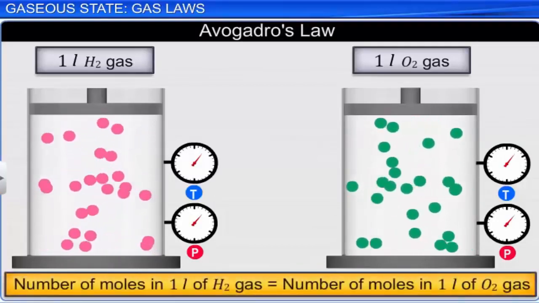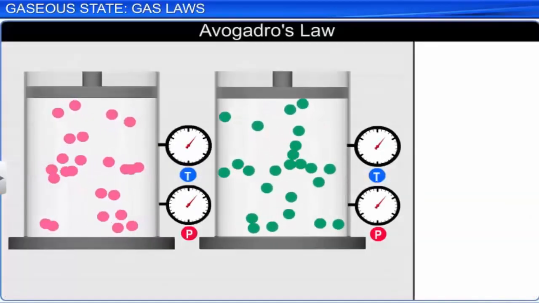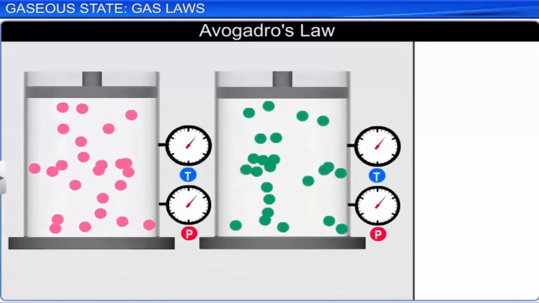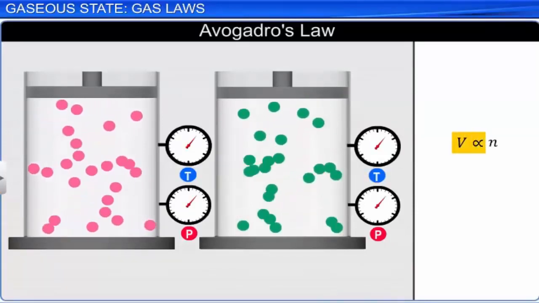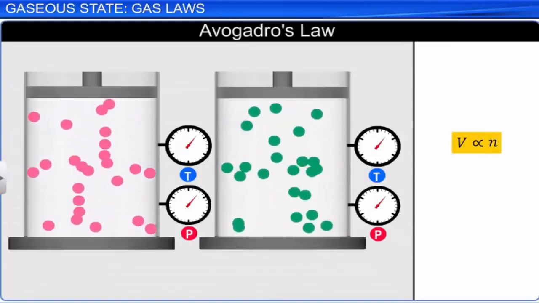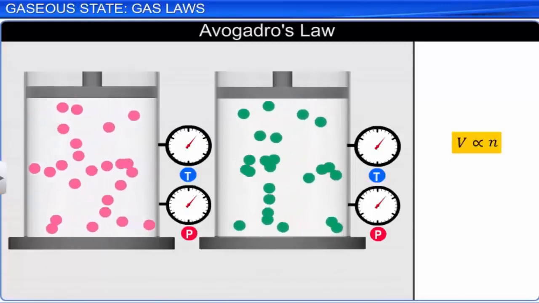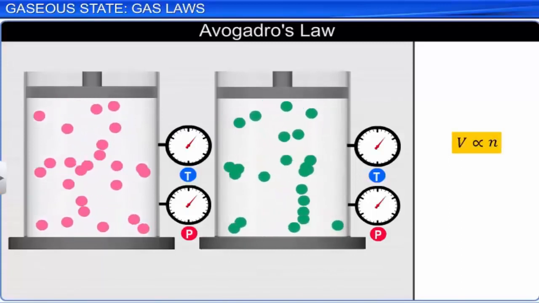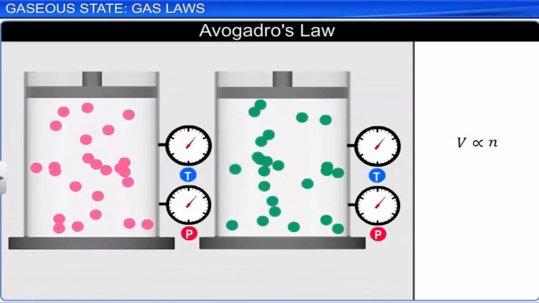Mathematically, Avogadro's law can be written as V is directly proportional to N, where V is the volume of the gas and N is the amount of gas or number of moles of the gas. Replacing the proportionality sign by proportionality constant K, we get V is equal to NK.